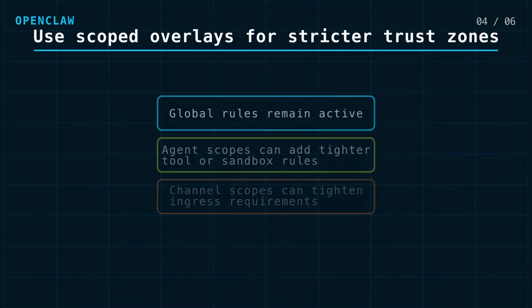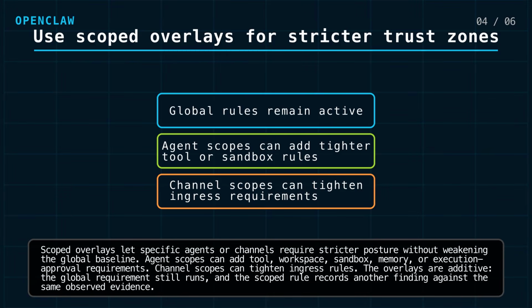Scoped overlays let specific agents or channels require stricter posture without weakening the global baseline. Agent scopes can add tool, workspace, sandbox, memory, or execution approval requirements. Channel scopes can tighten ingress rules. The overlays are additive. The global requirement still runs, and the scoped rule records another finding against the same observed evidence.